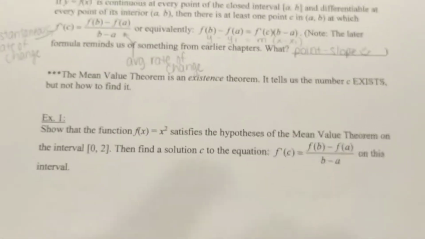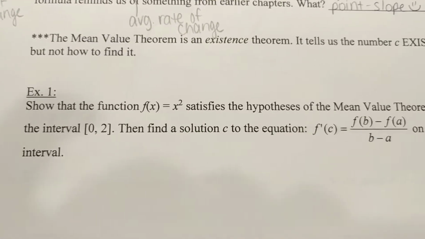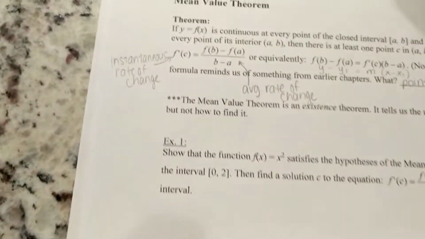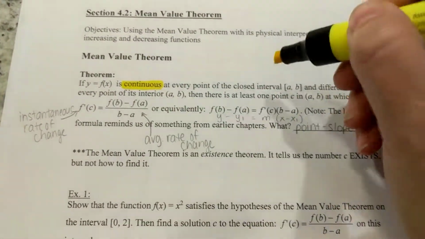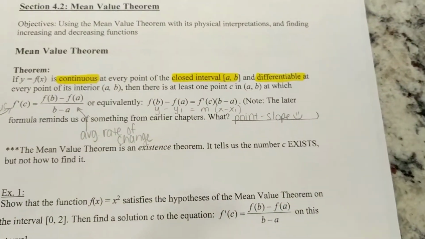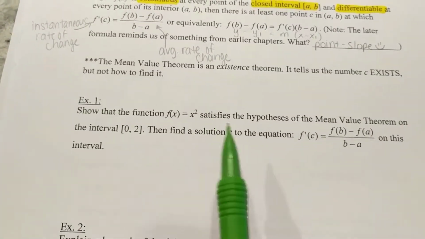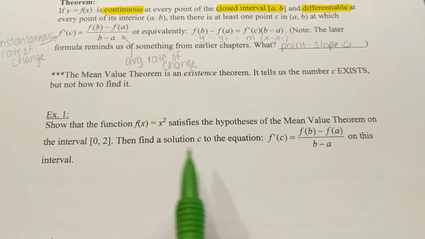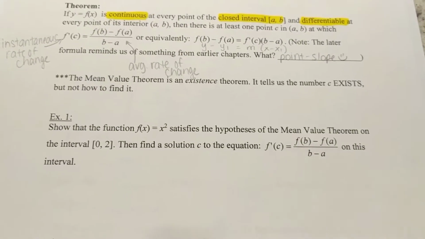In example 1, it says, show that the function y equals x squared satisfies the hypotheses of the mean value theorem. There were 3 of them, and in fact, I would even take a highlighter and highlight all 3 of them. It had to be continuous, had to have a closed interval, and it had to be differentiable. We have to show that it satisfies those 3 conditions from 0 to 2, and then we're going to find the solution where the instantaneous equals the average on that interval.